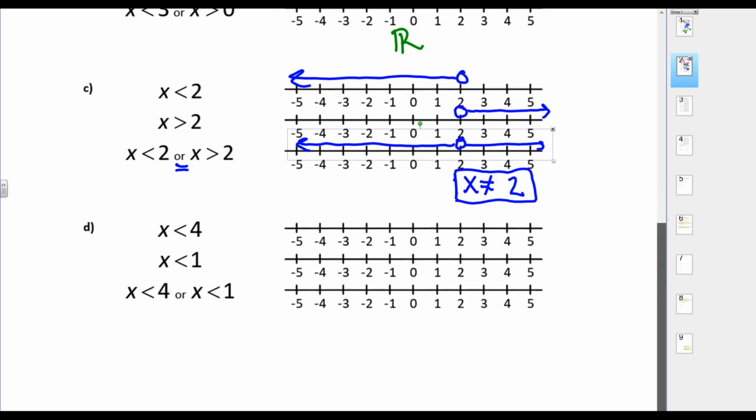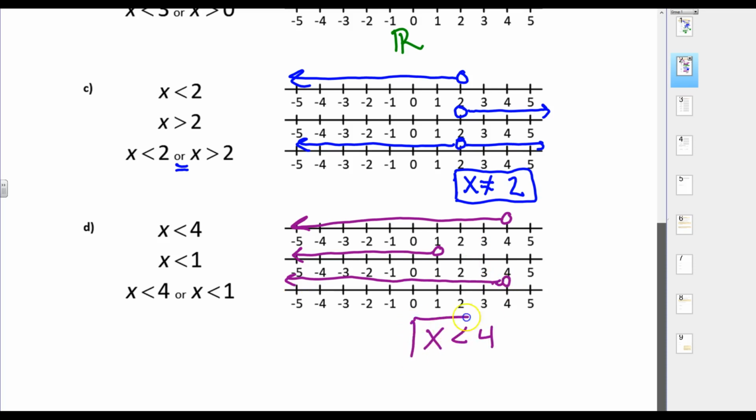If we've got x is less than 4, that's an open circle on 4, shading down. X is less than 1, open circle on 1, shading down. X is less than 4 or x is less than 1, any place where there is shading we keep. Well, there is shading, there's a line drawn on all of these points from 4 downwards because x is less than 4 is including x is less than 1. So my final answer is x is less than 4.